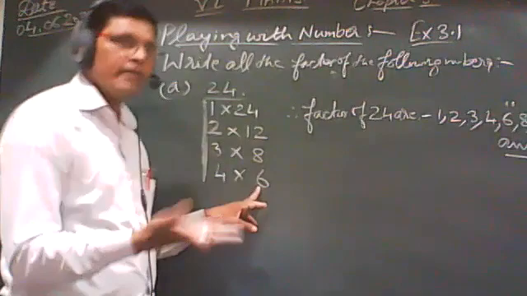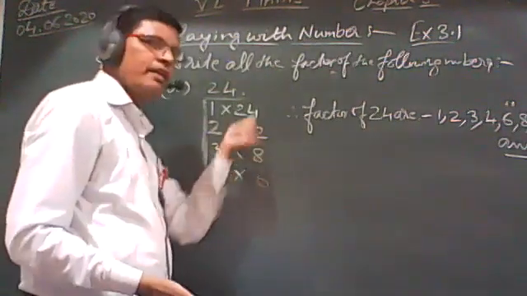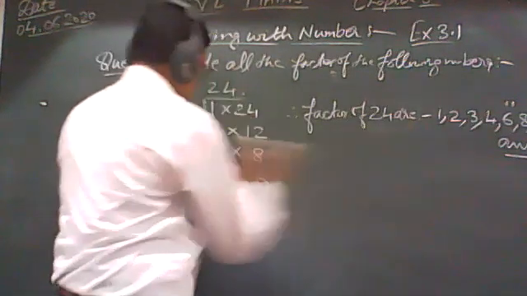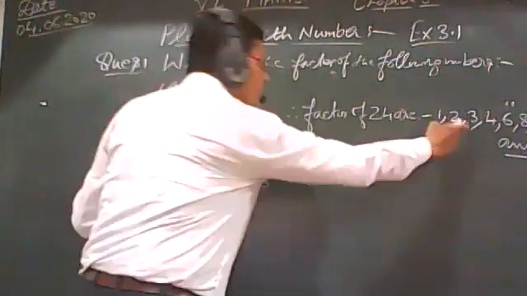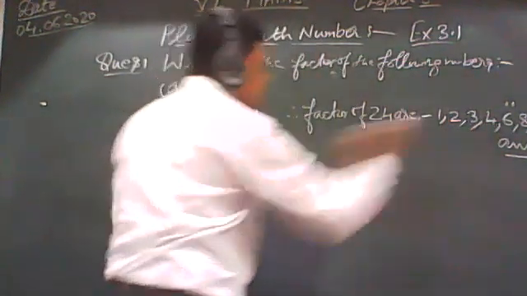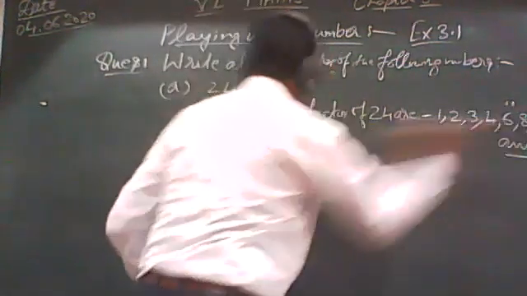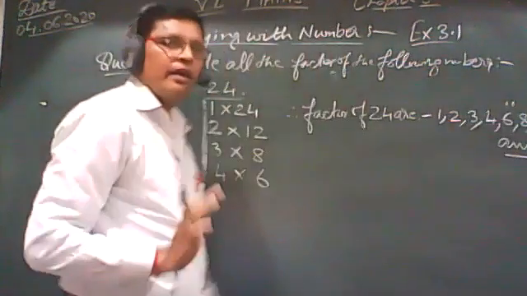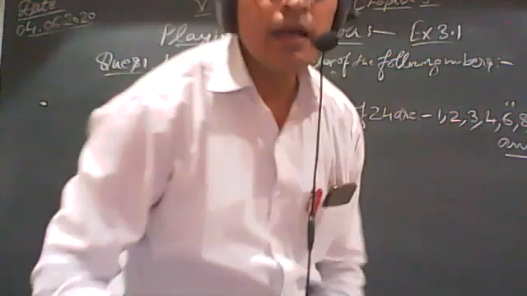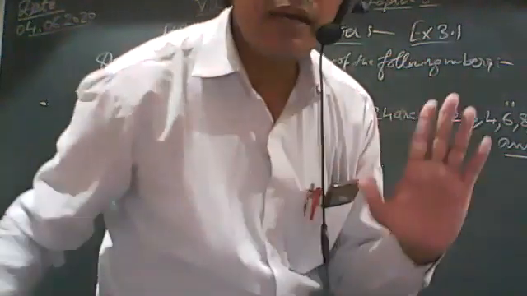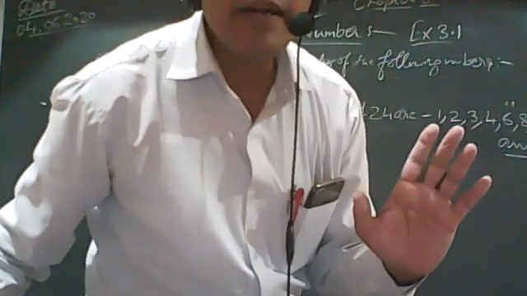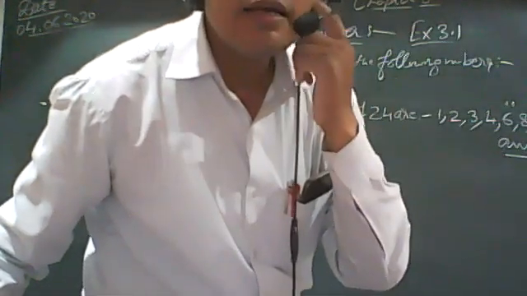That 6 is already there, 8 is already there, 12 is already there, 24 is already there. And these are the factors. We write 1, 2, 3, 4, 6, 8, 12, and 24. Okay? And that is our answer. Is it clear? Akansha? Clear? Akansha, raise your hand. Okay.